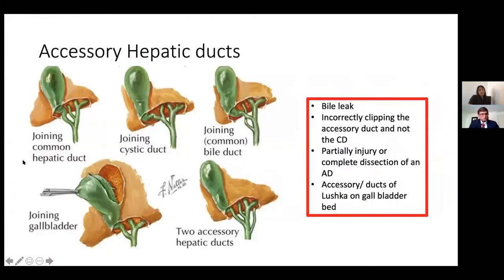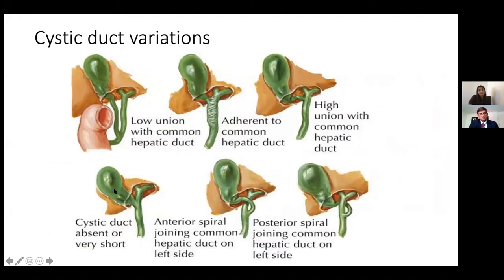There are again numerous accessory hepatic ducts that you might come across, and it's very important to know that they are a possibility, because if you don't clip them or dissect them out properly or injure them, you could lead to a bile leak. The commonest one, I suspect, in practice would be the ducts of Luschka, or the accessory ducts that arise from the cystic plate.